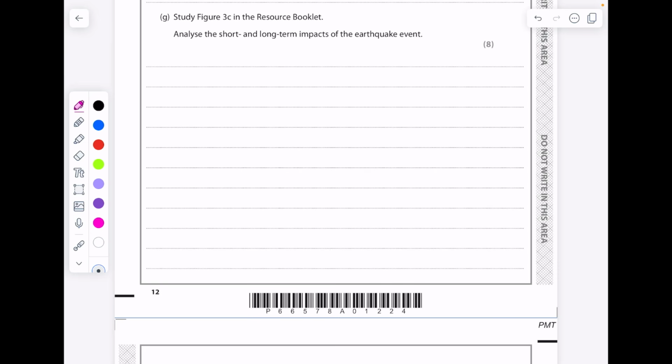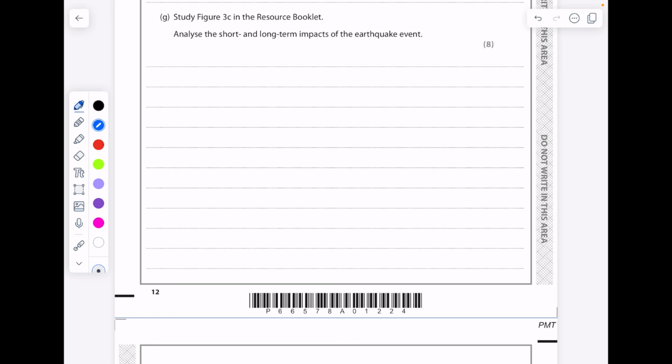And I'm going to run you through a past paper question that really looks in greater depth at the short and long-term impacts of an earthquake. Study figure 3C in the resource booklet, analyse the short and long-term impacts of the earthquake event. We're going to give an overview using our knowledge, what we've studied in class, on our own, reading textbooks, etc. We're going to discuss all the short and long-term impacts of earthquake events, and then we're going to analyse, that means use the information provided in figure 3C to look at the extent to which this particular earthquake event affected people both in the short and long term.